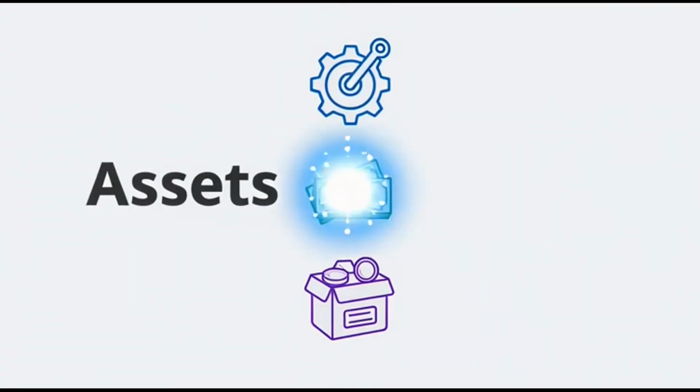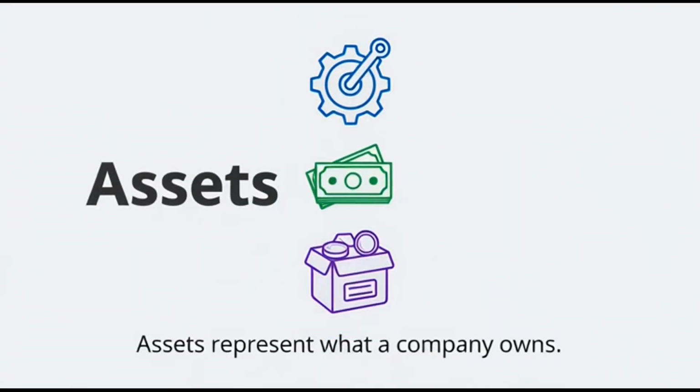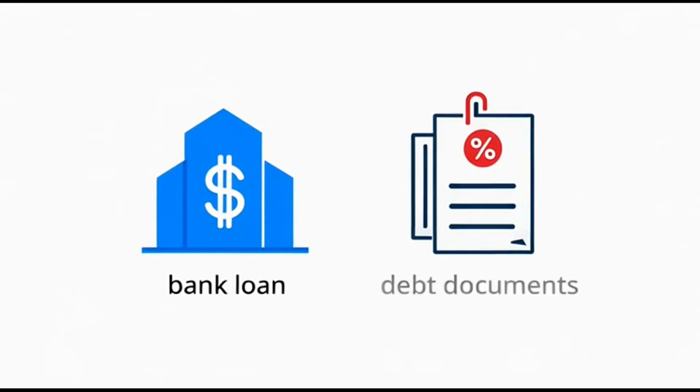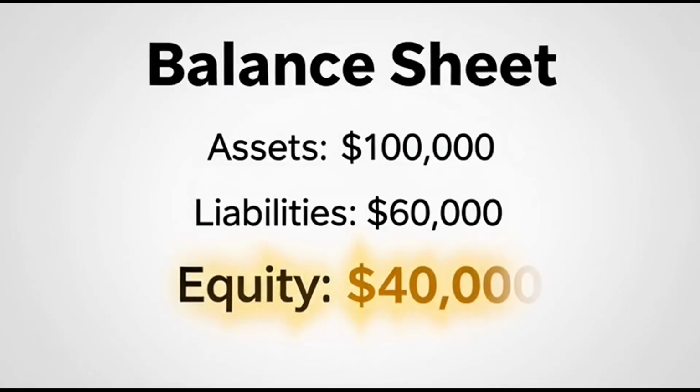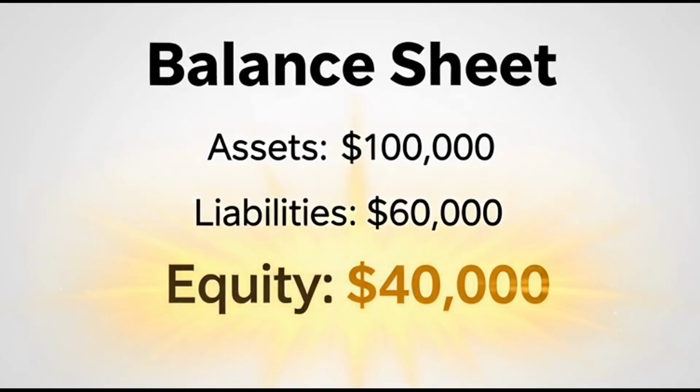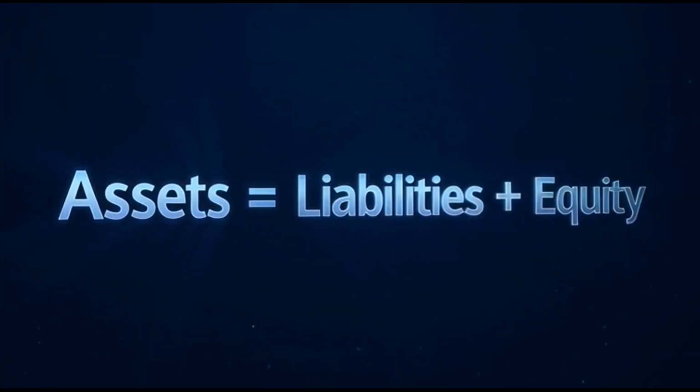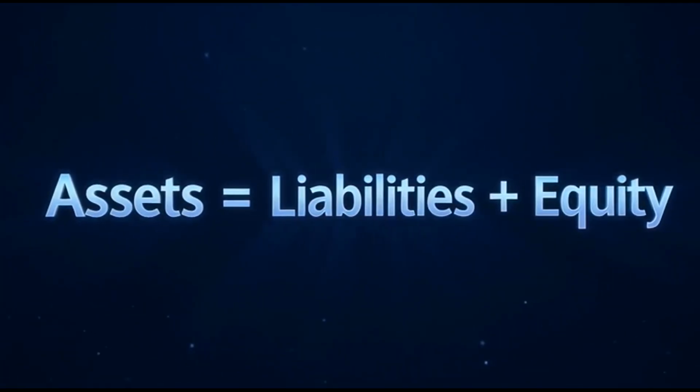Assets represent what a company owns. Liabilities represent what the company owes. Equity represents the owner's share in the business. This relationship is described by the accounting equation.